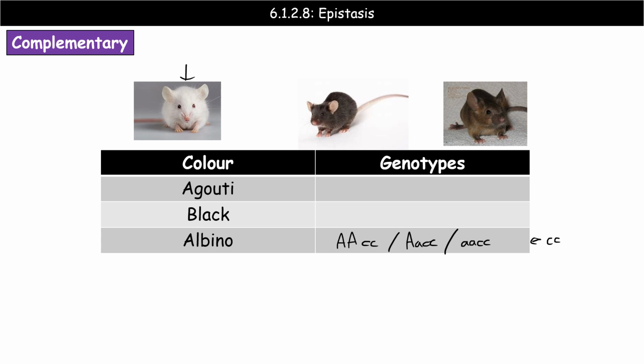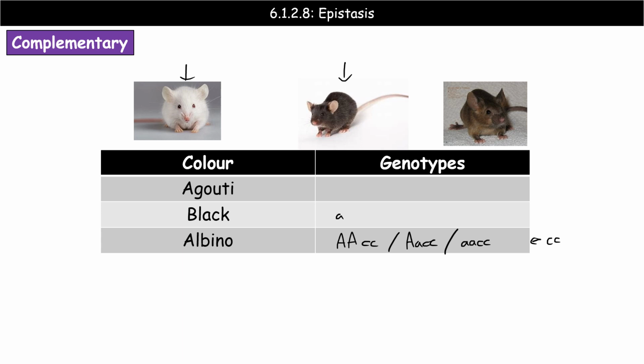If we then think about our black mice, there they are in the middle, what we need here is at least one dominant C, so we need a capital C in there. But they can't have a dominant allele for the agouti, so that means they're going to be homozygous recessive for A in each case.